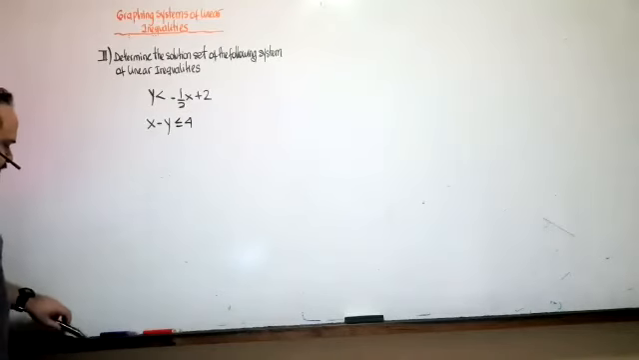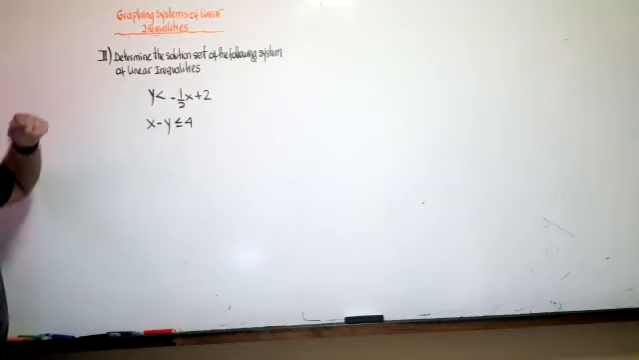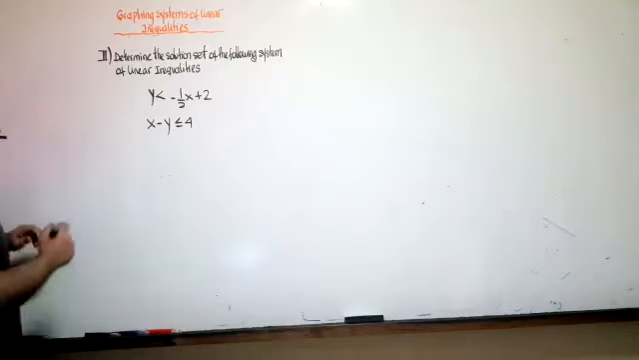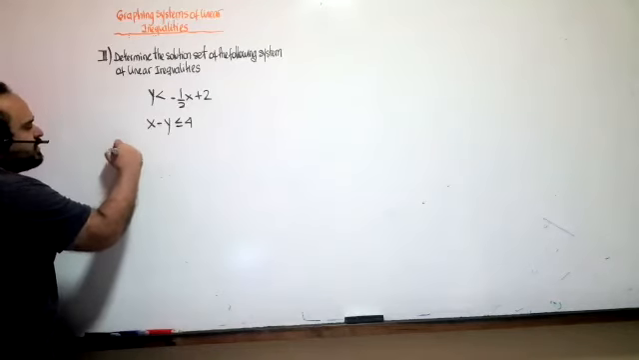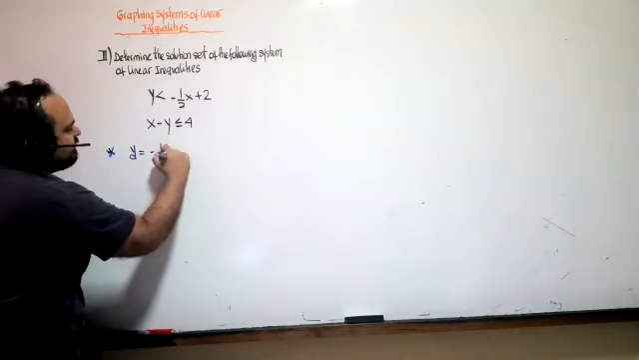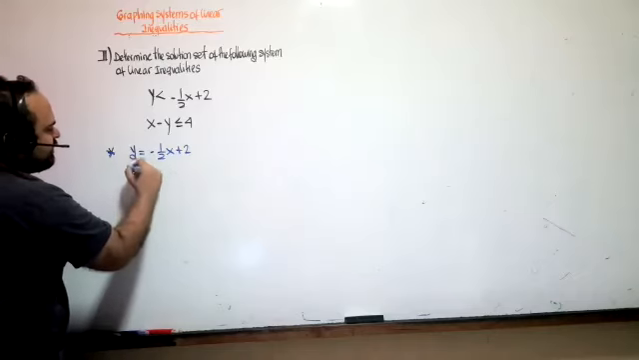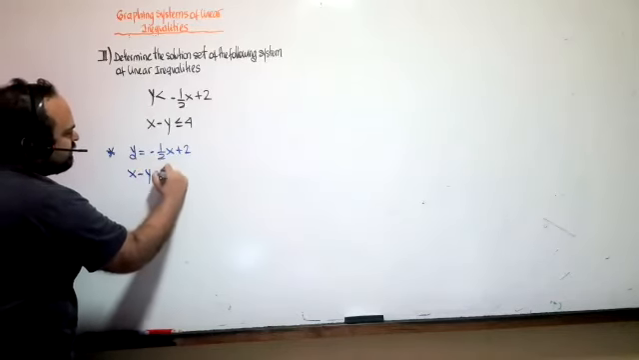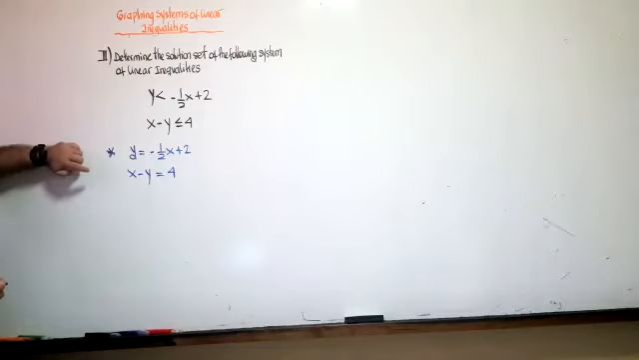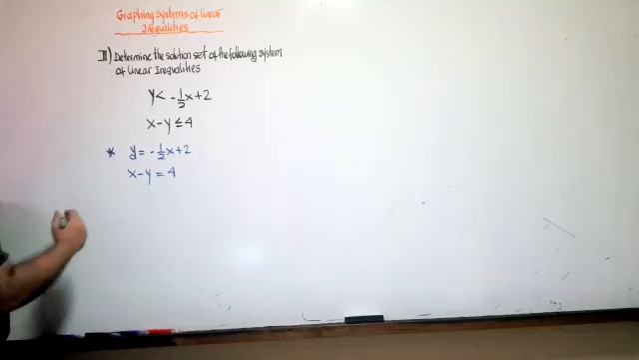Okay, remember what will be the steps, okay? The first one, we have to actually transform this inequality into equations. So in simple words, we have y equals negative 1 half x plus 2. And on the other hand, we have x minus y equals 4. After that, the next step, we're supposed to look for what will be the intersection point between them.